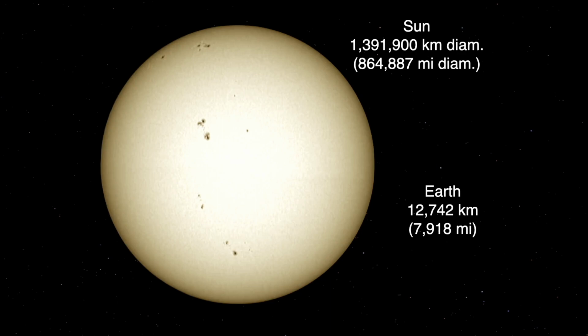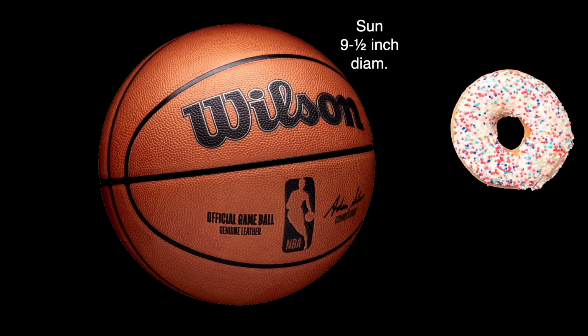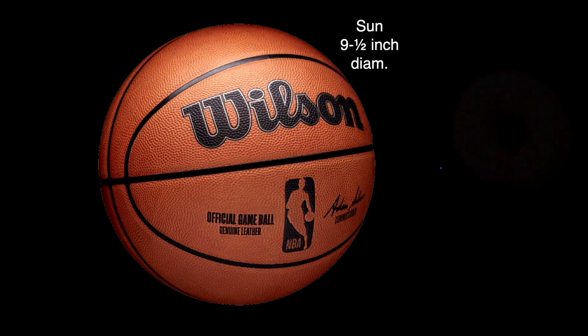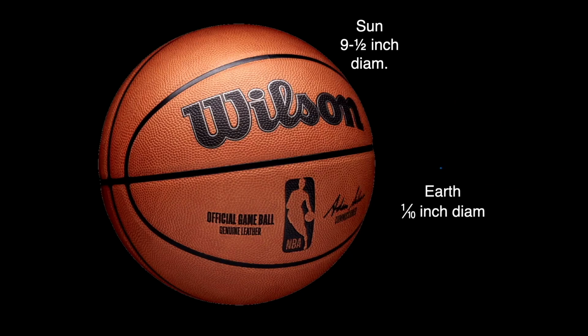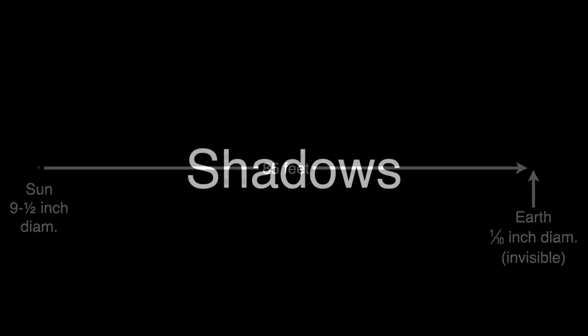If the Sun were the size of a regulation basketball, 9.5 inches in diameter, the Earth would be a minuscule dot, about the size of a candy sprinkle, less than 1/10 of an inch in diameter, orbiting 85 feet from the basketball. The Earth is invisibly small on this slide, less than a pixel in diameter. Well, that's why they call it space.